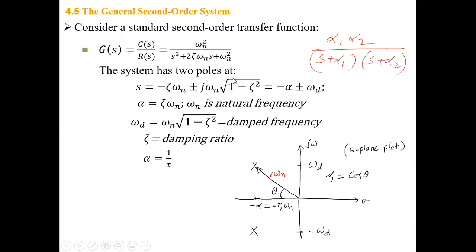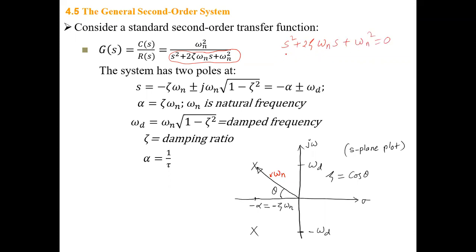Guys, so far so good. Now this guy has a pole. What is the pole for this guy? How do you find the pole? So set it to 0, right? s squared... That's how you find the pole.